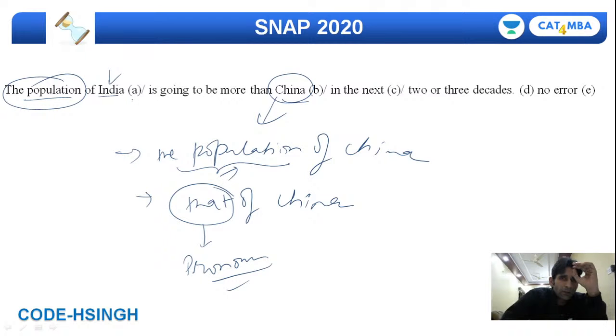Okay, so guys, this is the answer. The answer is B option. I hope you understood the logic. The logic is that you cannot compare the population of one country with the other country. You have to compare population with population. That means you need what you call the pronoun. So the comparison is between the population of India and the population of China. So you say the population of India is going to be more than that of China.